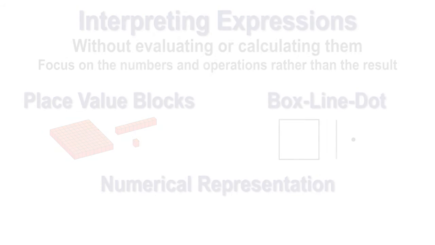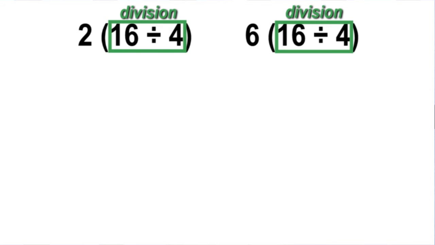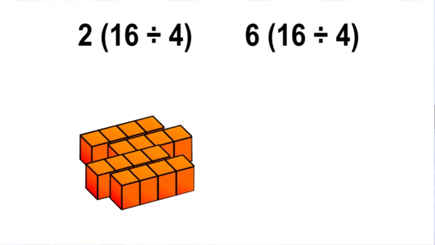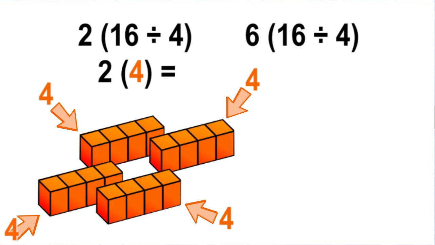Let's try interpreting a set of equations. 16 divided by 4 multiplied by 2 and 16 divided by 4 multiplied by 6 will be our two expressions we will be comparing. Both expressions have the same division operation of 16 divided by 4. This operation will be completed first in both expressions because they are in parentheses. Let's start by modeling the 16 divided by 4. Place 16 cubes and divide them into 4 groups. Each group contains 4 cubes.